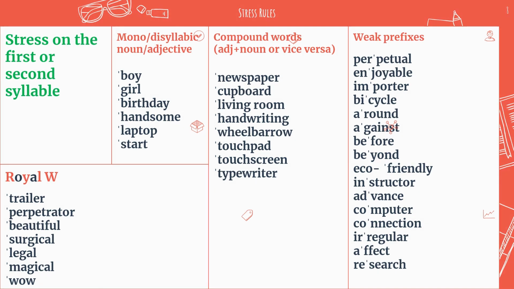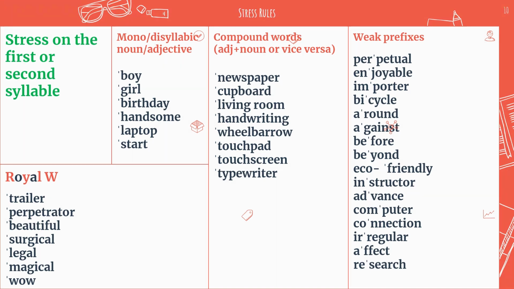Next, in compound words with an adjective and a noun or vice versa, the first syllable is stressed. For instance, newspaper, then cupboard, then living room, then handwriting, wheelbarrow, touchpad, touchscreen, and typewriter. However, the compound words with verbs in them may not be stressed on the first syllable. On the other hand, they might be stressed on the second syllable.